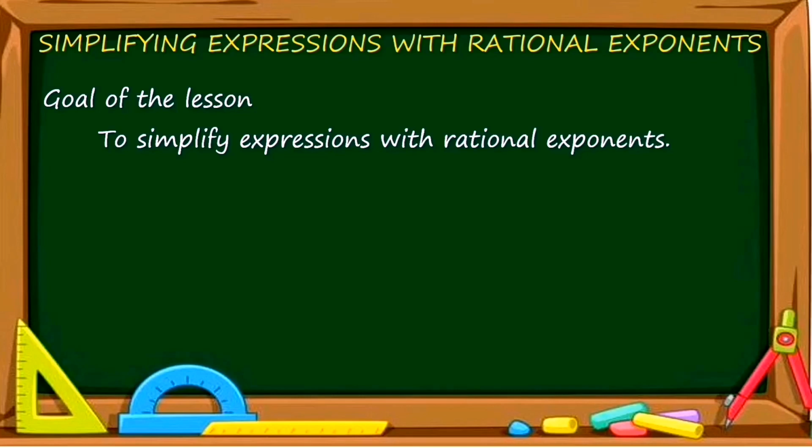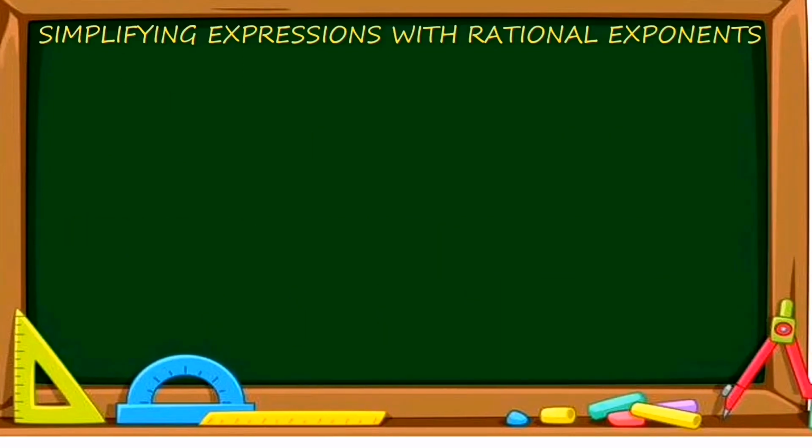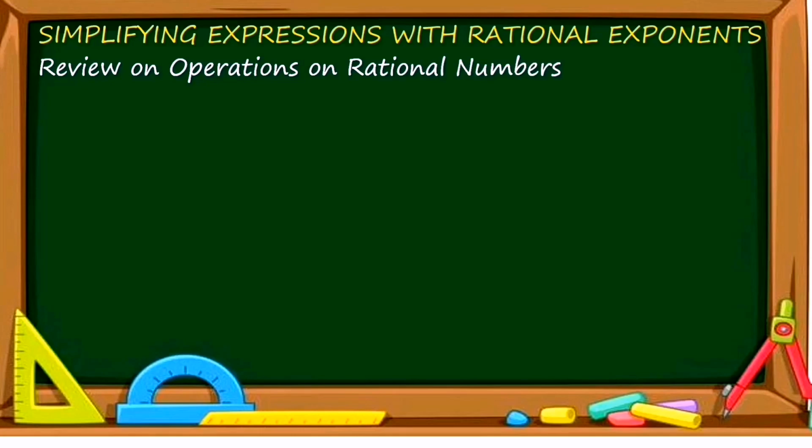Do you remember what a rational number is? A rational number is a number that can be expressed as the quotient p over q of two integers such that q is not equal to 0. Some examples are 2 over 3, 1 half, 2 over 5, 5 over 3, and many more. Before we proceed to our main lesson, let us review operations on rational numbers.